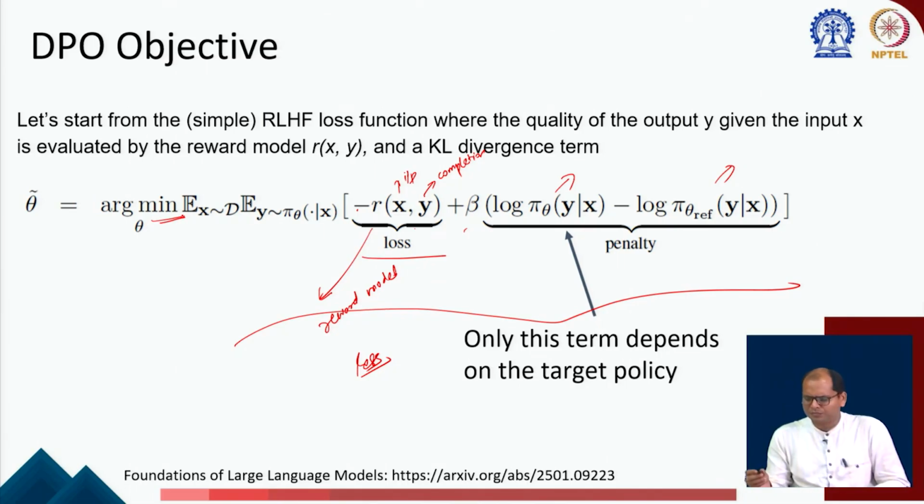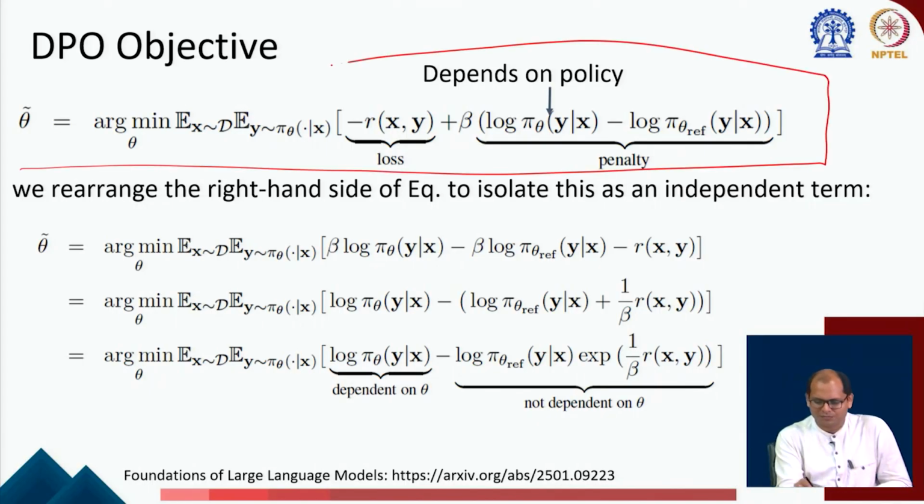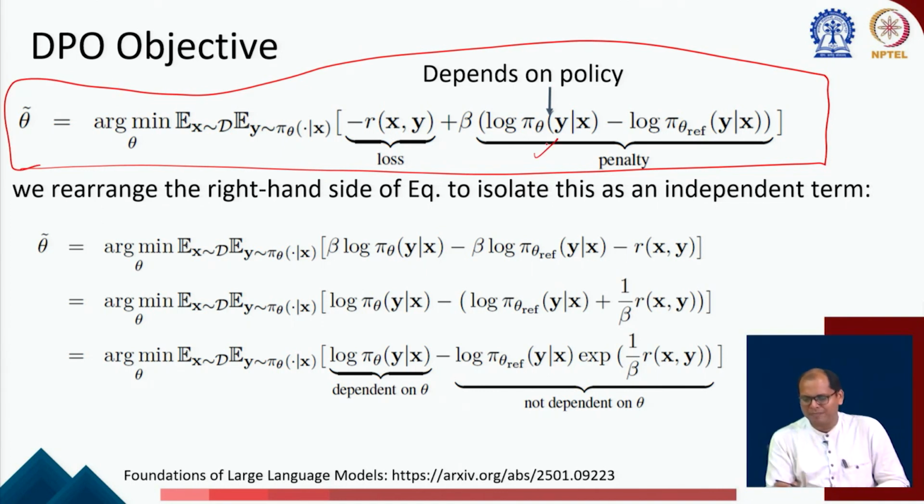Now here, if you see, the reward model is already trained. You are not training this anymore, and the reference policy is already trained. This is also frozen. So the only thing that you are training is this pi theta, your LM policy. Only this particular term depends on the target policy, and nothing else depends on the target policy. So we have this loss function where only one term depends on the policy and the others are frozen.